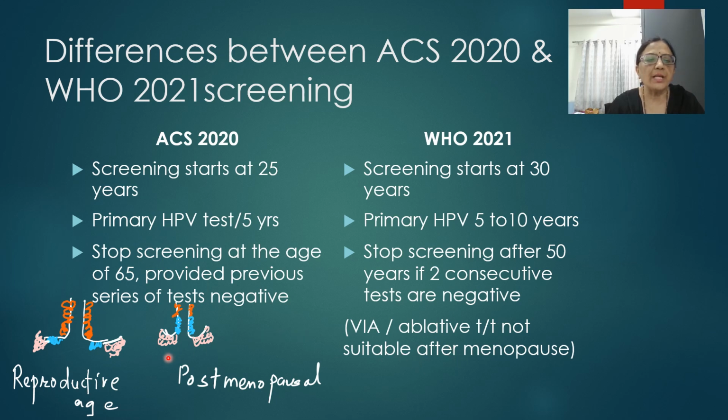What is happening after menopause? As we all know, this is the reproductive life where this is the endocervical canal, the blue one is the transformation zone, and the pink one is the ectocervix. But after menopause, with the estrogen deficiency, there are so many genital changes, hypoestrogenism is there, and there is a shift of the transformation zone inside the endocervical canal, and that is the reason why WHO says that VIA and ablative treatments are not suitable after menopause, and that is why there is no need to keep on doing this test to the age of 65 years.